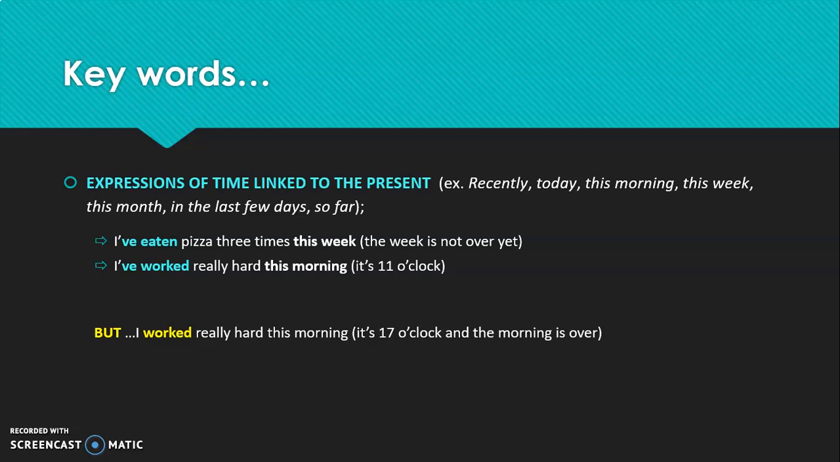But pay attention, because I might say I worked really hard this morning. Okay, because maybe now it's afternoon, so I'm thinking about this morning, which is over, and I'm saying, well, I really worked hard this morning. So I'm talking about an action that started and finished in the past, even though it's a close past, but it's still a past. Okay, so that's why I'm using a past simple in this case.